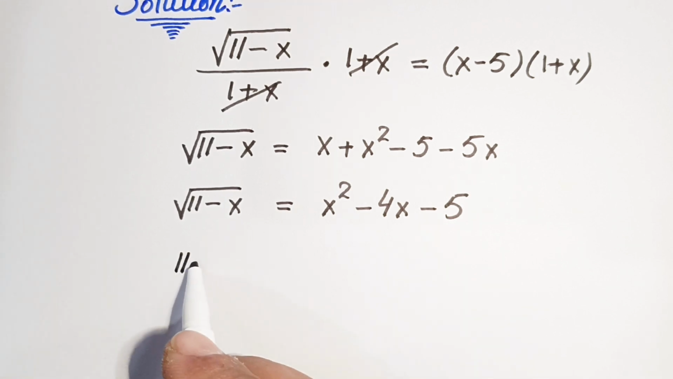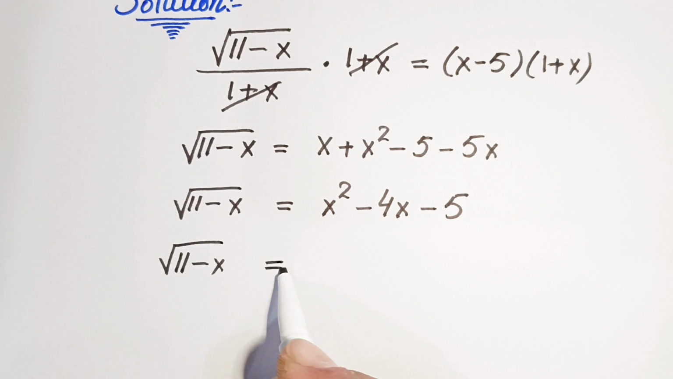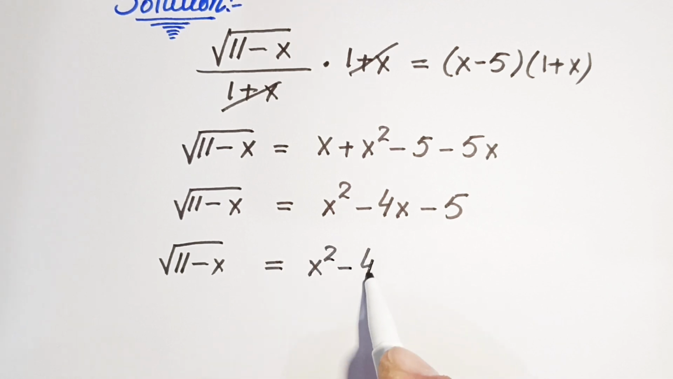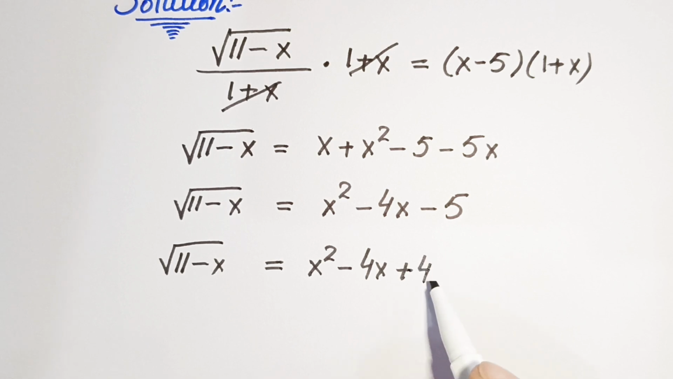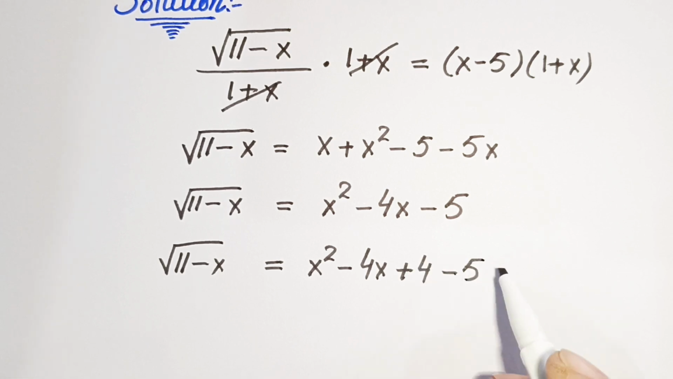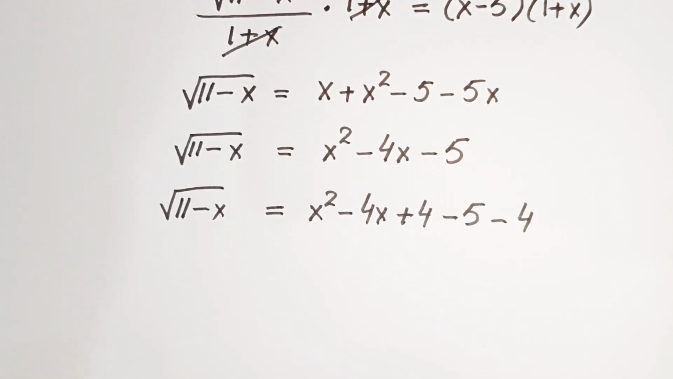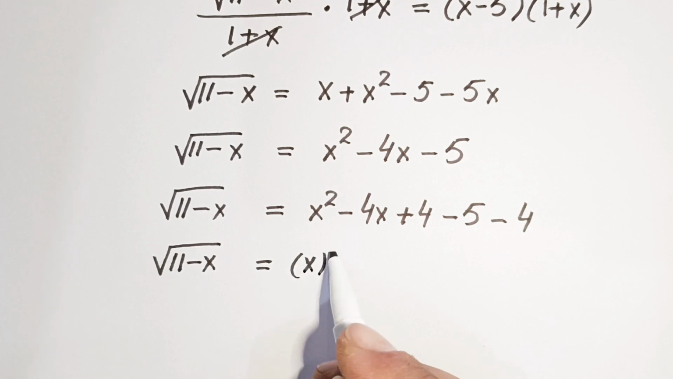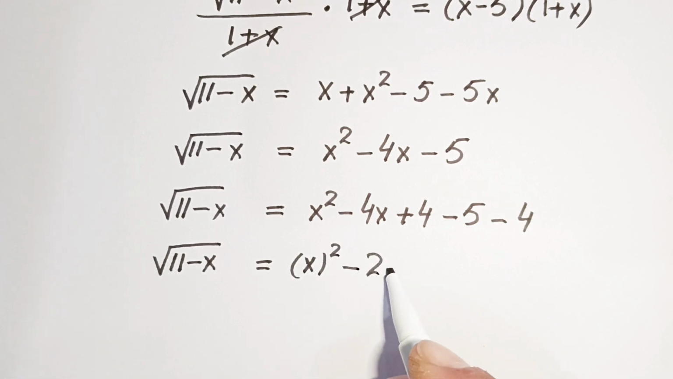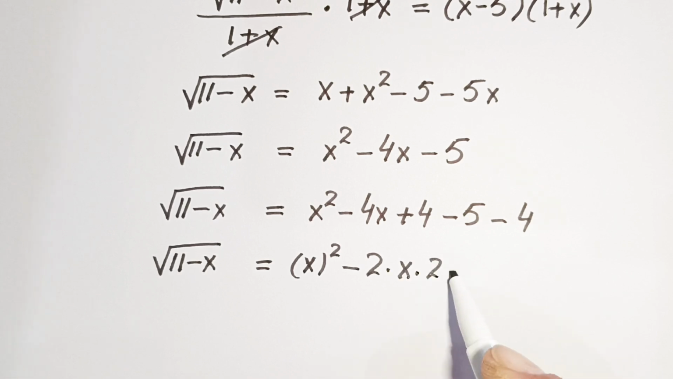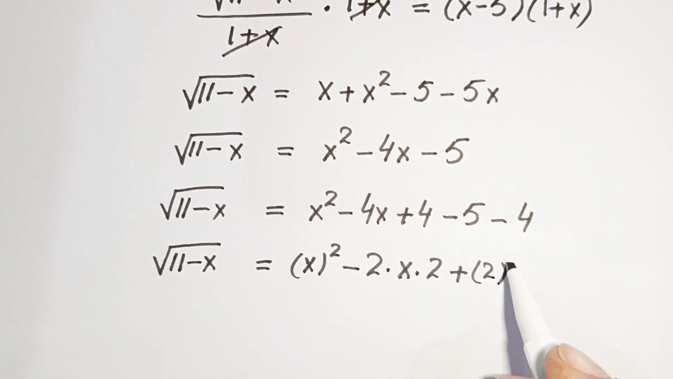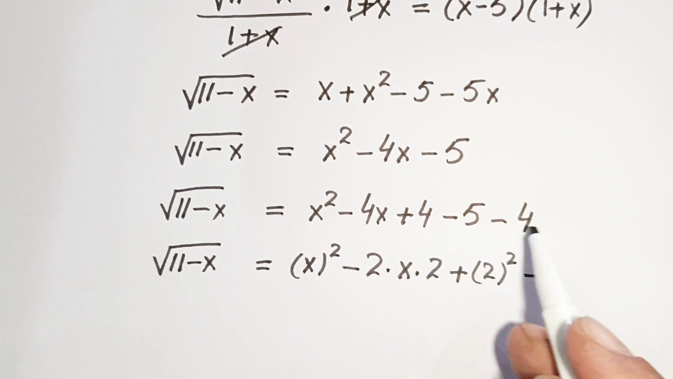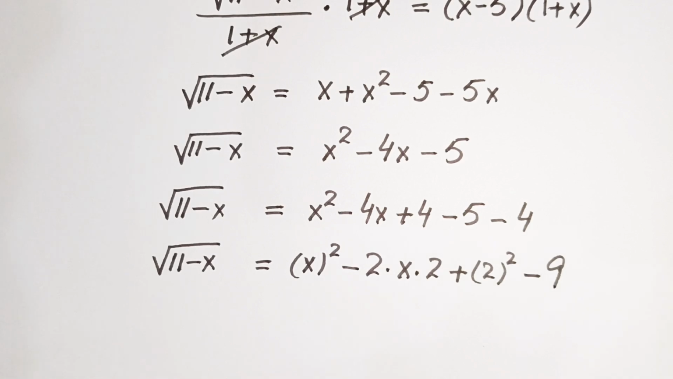Now here if we just add plus 4 and then subtract plus 4 on our right hand side, so we will get (11 minus x) whole square root is equal to x squared minus 4 times x, and if we are going to add and subtract 4, then there will be no difference on our equation. So (11 minus x) whole square root is equal to x squared minus 2 times x times 2 plus 2 squared. 2 squared is equal to this 4, so minus 5 minus 4 is equal to minus 9.